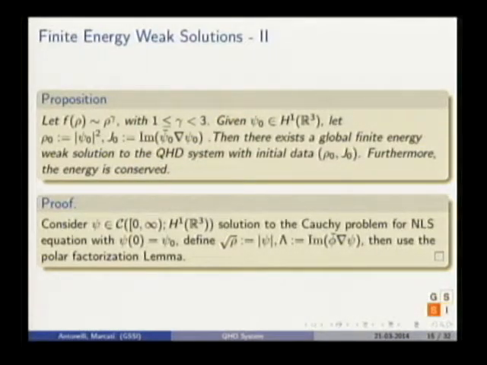So I know that there exists, in particular, a global solution, psi, continuous for all times, with values in H1. So with this psi, I can define square root of rho and lambda by means of the polar factorization, basically. And by using polar factorization, maybe just some density arguments, the usual stuff, I just know that now square root of rho and lambda defines a finite energy weak solution of the QHD system I showed you at the beginning.